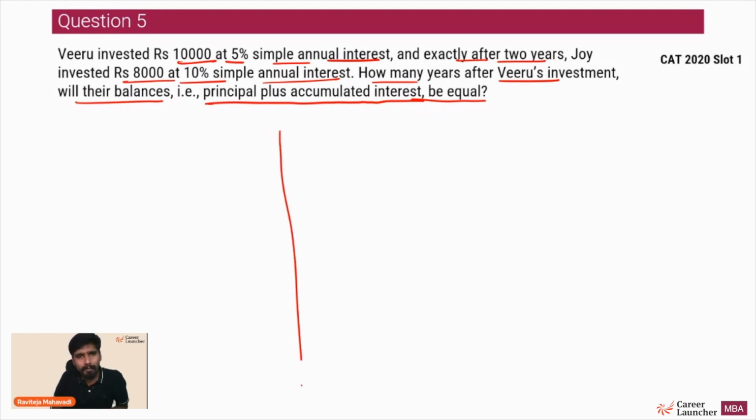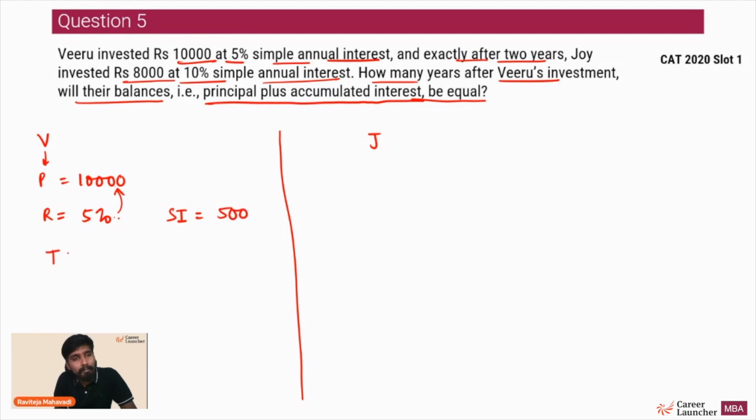So there are two parties, Viru and Joy. For Viru, the principal is 10,000. Rate of interest is 5%. So 5% of 10,000 is how much? Simple interest earned every year will be equal to 5% of 10,000, which is 500. So if the number of years we calculate for Viru is x, then the total simple interest of x years will be 500x. And the total amount of Viru will now become 10,000 plus 500x.